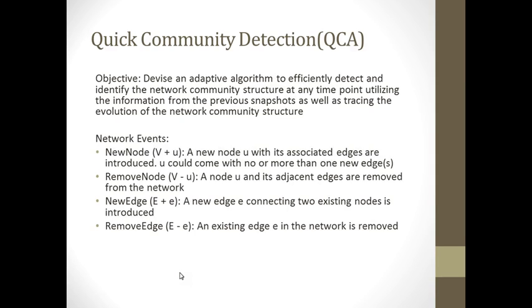Any changes to the network can be classified as one of these four events. That is, adding a new node, removing a node, adding a new edge, or removing an edge.